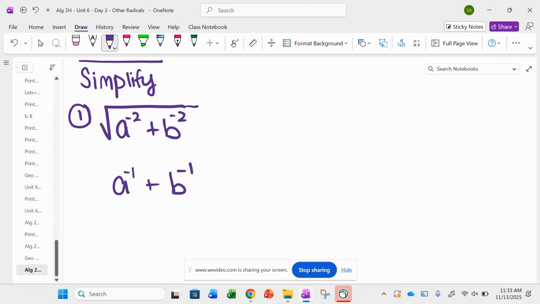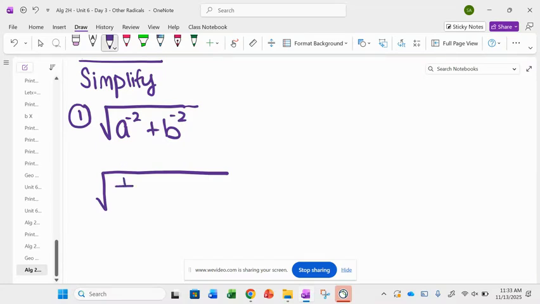Why? Why can't we do that? Because they're a family, they have a plus sign. We cannot split up a radical over a plus sign. We can't forget that. So we have to leave that radical there for now. And I still need to work around the negatives.